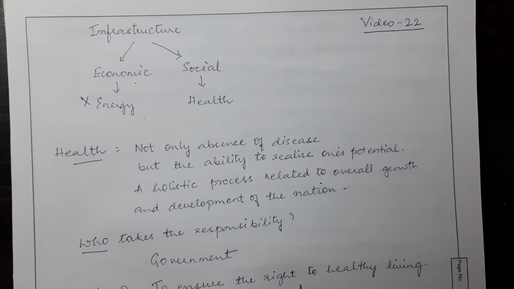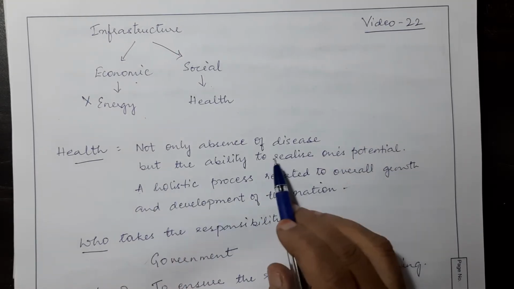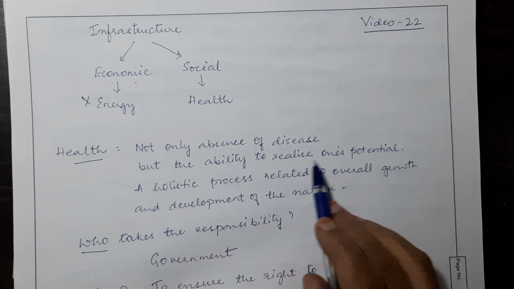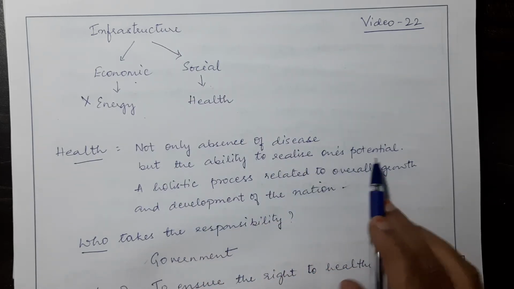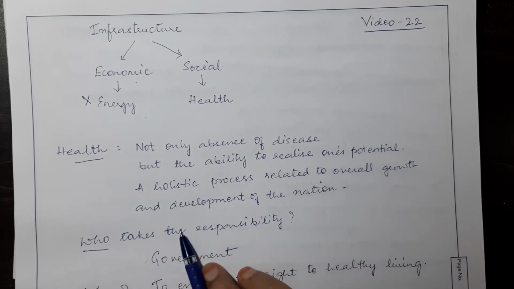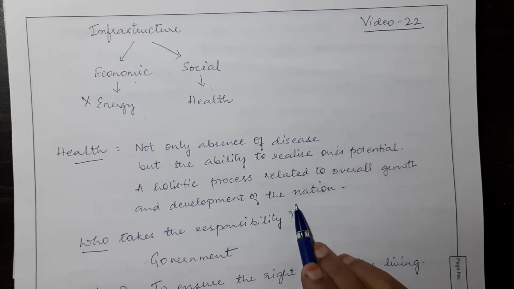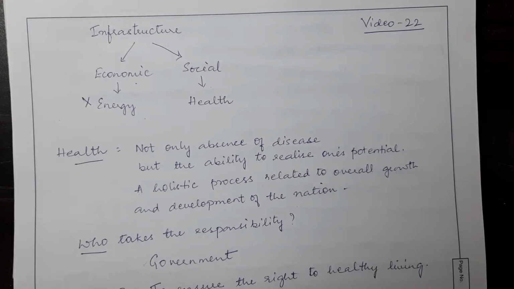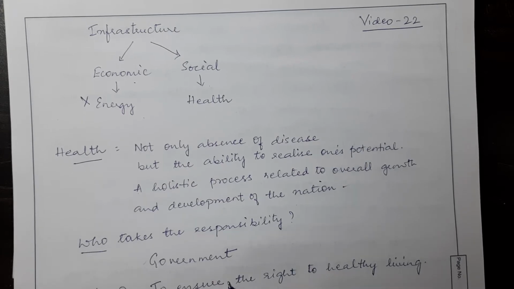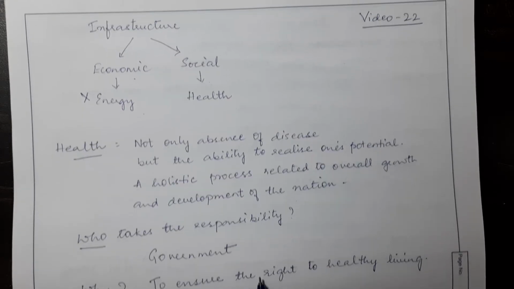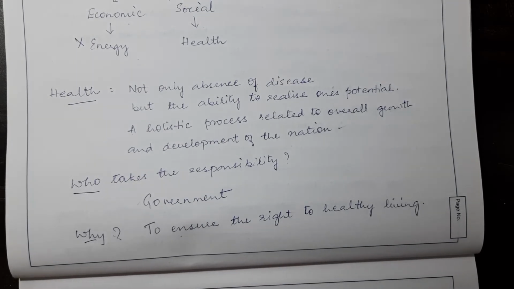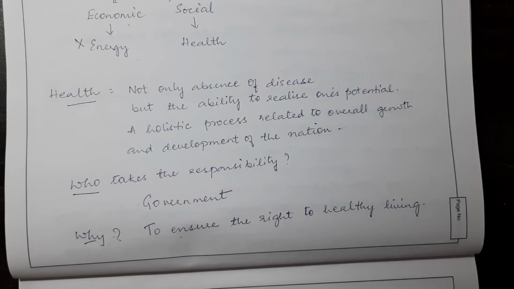What is health? Health not only means the absence of disease, but the ability to realize one's potential. A holistic process that is related to overall growth and development of the nation. So that's the definition given for health. But who takes the responsibility? The government takes the responsibility. Why? To ensure the right to healthy living of all the people in the country.